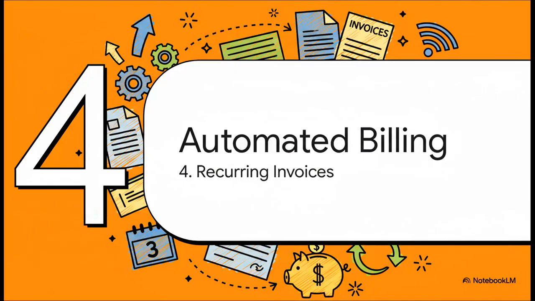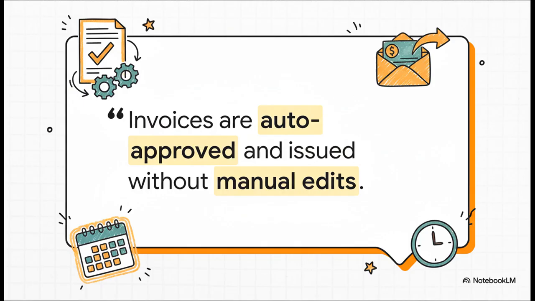So, we've handled one-off sales, but what about all those sales that happen over and over and over again? For things like monthly subscriptions or retainers, doing that manually every single month is just a waste of time. And that's exactly what recurring invoices are for. This quote here really says it all. Invoices are auto-approved and issued without manual edits. You basically set it up one time, and the system just takes it from there.